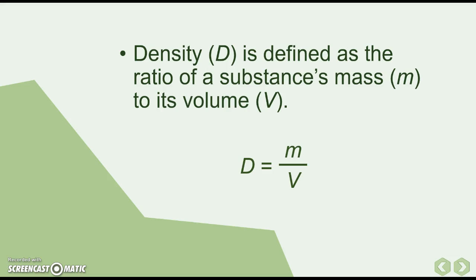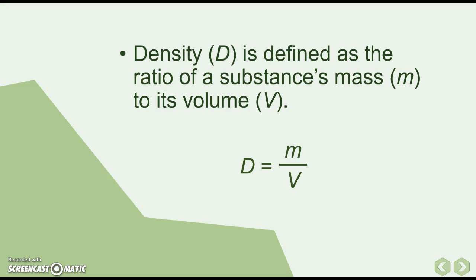M, more often than not, is written in grams. V, volume, is more often written in milliliters or sometimes centimeters cubed, which are the same thing. They're just different ways of writing it. They're both units of volume, and they both equal the same amount. 1 milliliter is equal to 1 centimeter cubed. They're the same thing, just different ways of measuring it.